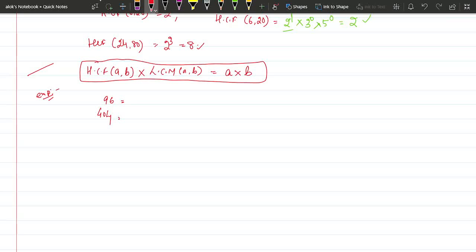Okay, 96 can be written as 16 into 6, or 32 times 3 is 96. Okay, 32 can be written as 2 to the power 5: 2 2s are 4, 2 4s are 8, 2 8s are 16, 2 16s are 32, 32 3s are 96. Similarly, 404 can be written as 101 into 4, which is 2 to the power 2, 4 into 101.